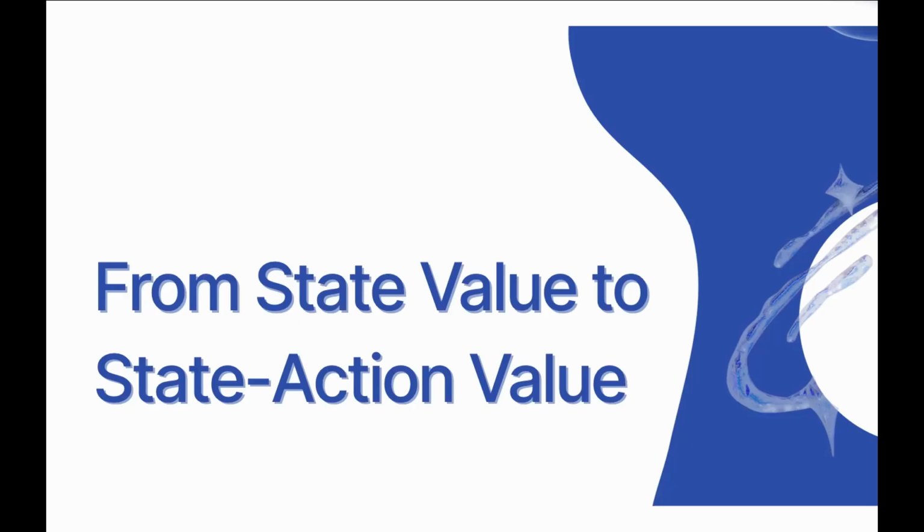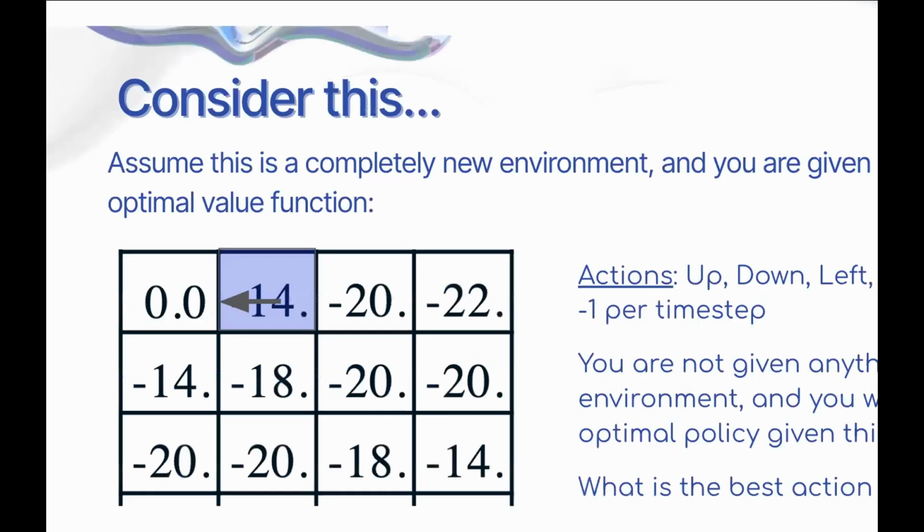Okay, moving on, from state value to state action value. Let's assume this is a completely new environment and you're given this optimal value function. This is not the optimal value function for this grid world, if you recall, but let's just assume it is. Rewards are -1 per time step. You're not given anything else about the environment, and you want to find an optimal policy for this value function. What is the best action in this highlighted state?